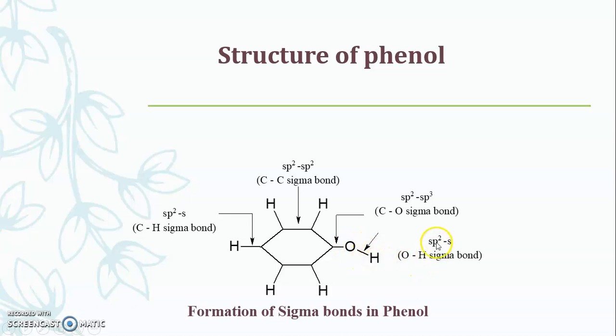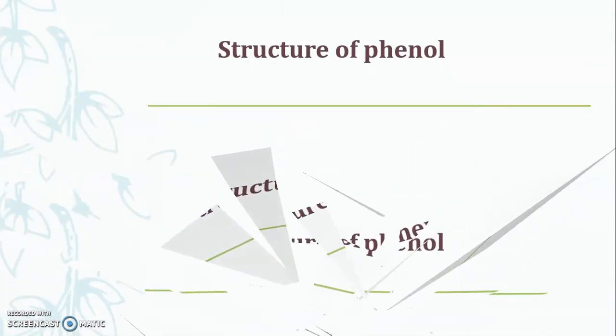This hydrogen atom is also present in the s state. So the sp3 hybridized oxygen atom forms a bond with the s orbital of the hydrogen. Here you can consider it as sp3, not sp2. So sp3 oxygen forms a bond with the s hydrogen atom, which gives another type of bond, the oxygen-hydrogen sigma bond. So in this structure of phenol, 4 different types of sigma bonds are formed.